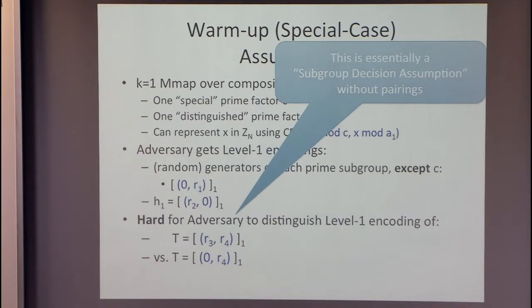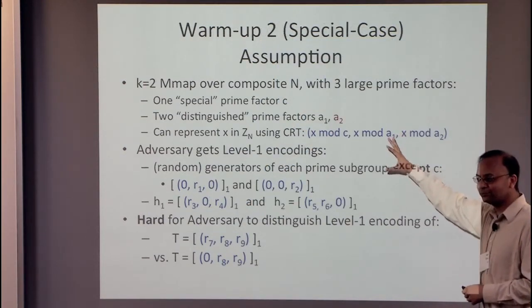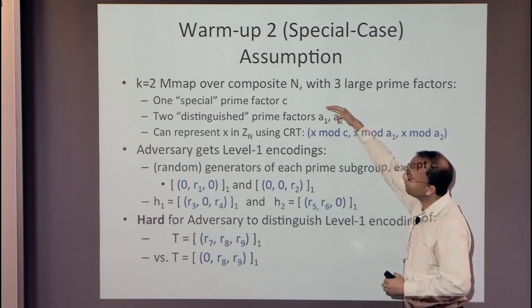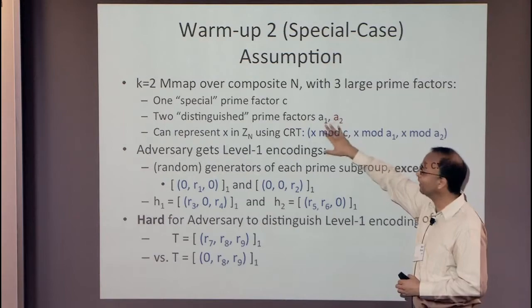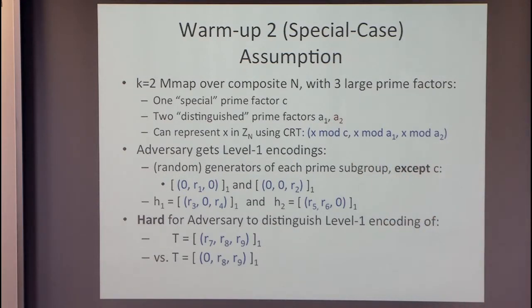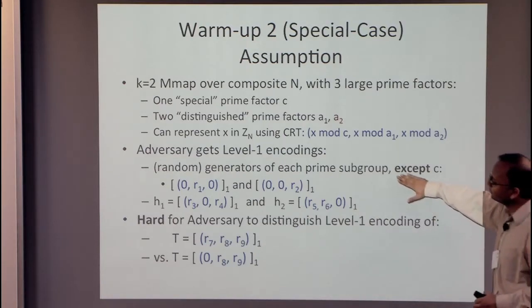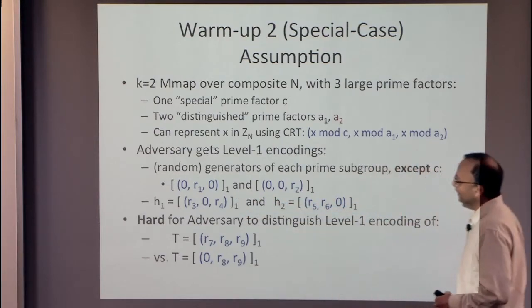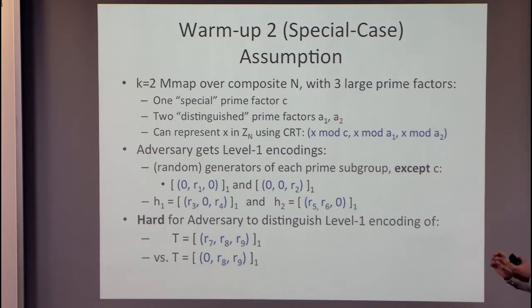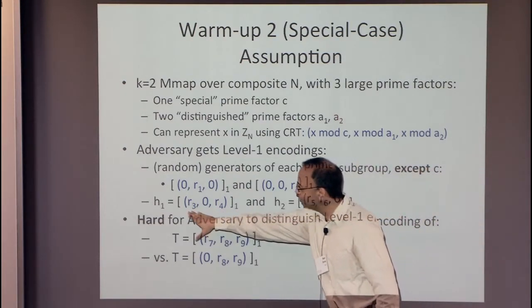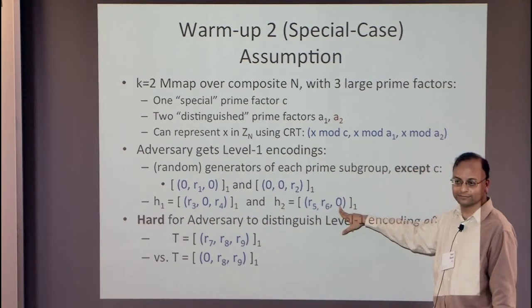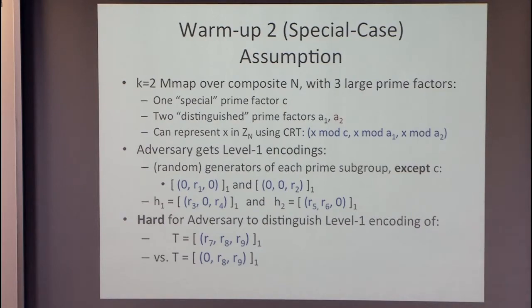Now let's take the next step. The next step is k equals 2, right? So now we have one multiplication that you're allowed to do. And what will change here is that we'll still have our one special prime factor c, but now we're going to have two distinguished prime factors, a1 and a2, right? So we'll add the a2 representation here, okay? I again give random generators for each of the prime subgroups except for c, so those are these two here. And now our h's change. So the h's have something random in the c group, but h1 is missing an a1 component, and h2 is missing an a2 component. Okay, that's the idea of these h's.